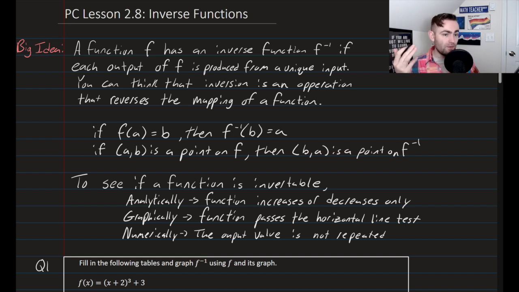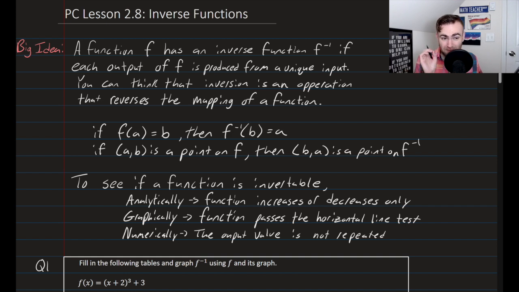So how do we see if we can actually take the inverse of a function? Because not every function can you take the inverse of. Analytically, you would look at the behavior of these functions, and if the function increases or decreases only, with no place where it switches from increasing to decreasing, then it's invertible. Graphically, we would do what's called the horizontal line test. If we can draw a horizontal line through every single point on that graph, and it only touches the curve once, then it's invertible. Numerically, that means the output value is not repeated. If we see the output value twice, it's a pretty good indication that it's not invertible.